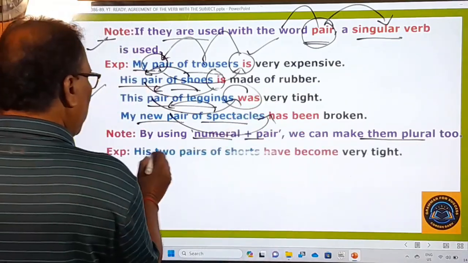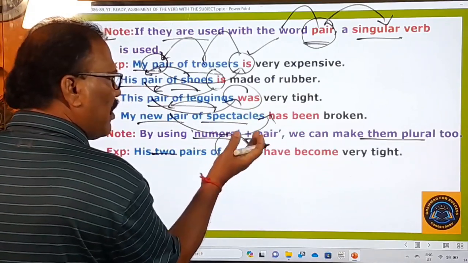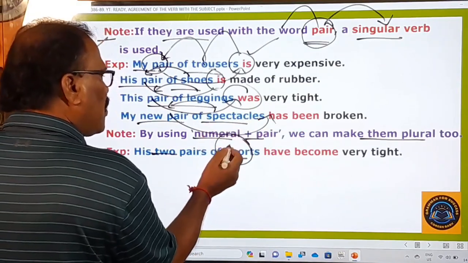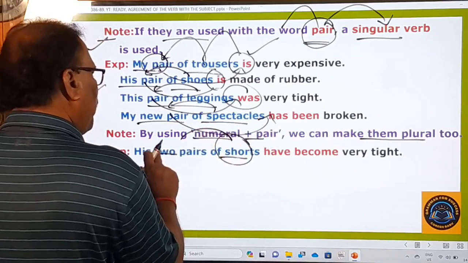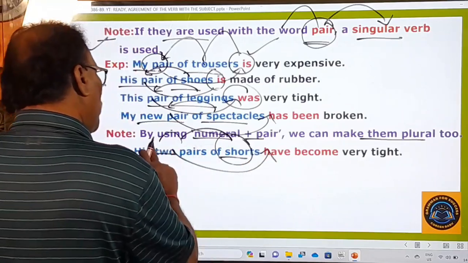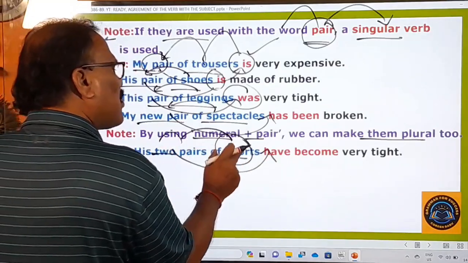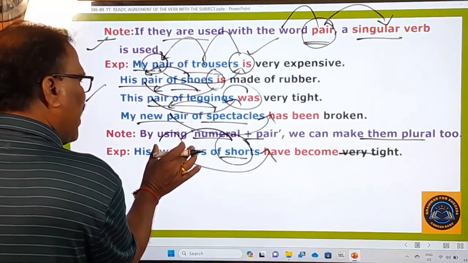Let us see them. His two pairs of shorts. Shorts, all of you know very well. Most of the youngsters are wearing shorts. So shorts are taken, pair. It's not a single pair, but pairs. Two pairs. So therefore it is a plural one. His two pairs of shorts have become very tight. So here, two pairs, three pairs, four pairs.